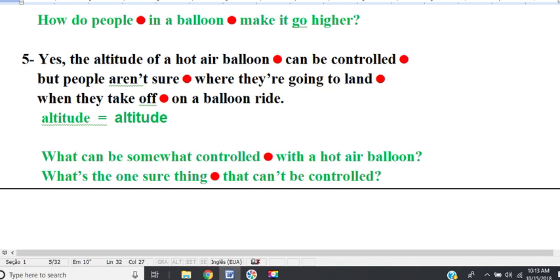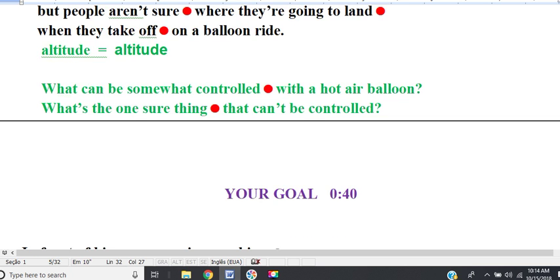Questions. What can be somewhat controlled with a hot air balloon? And what's the one sure thing that can't be controlled? Well, yes, the altitude of a hot air balloon can be controlled, but people aren't sure where they're going to land when they take off on a balloon ride.